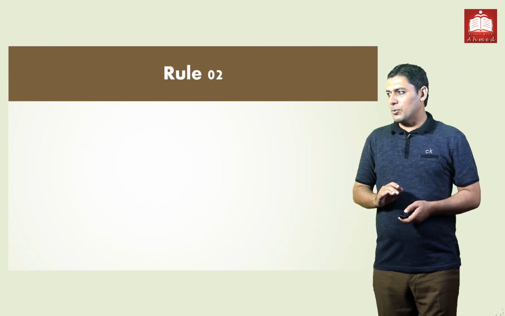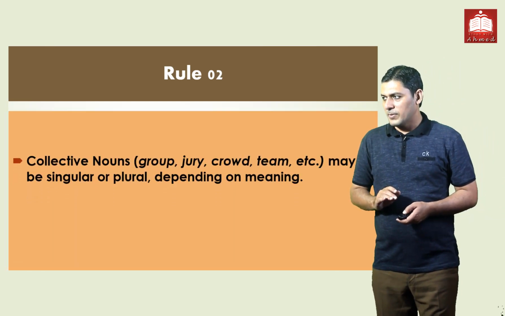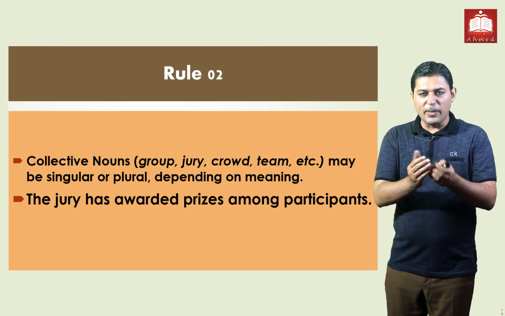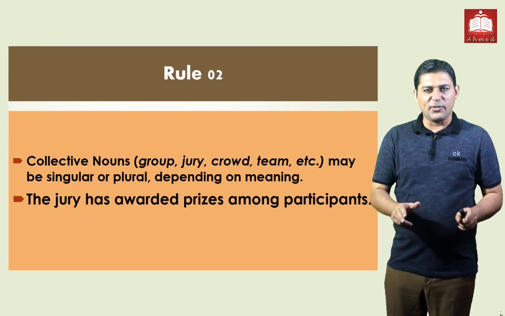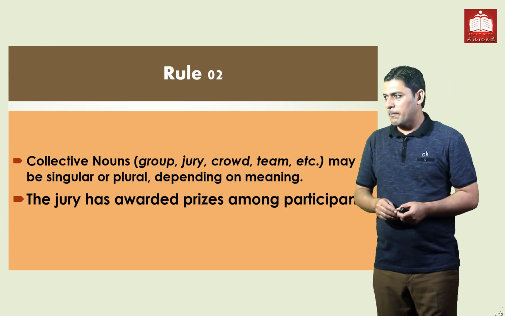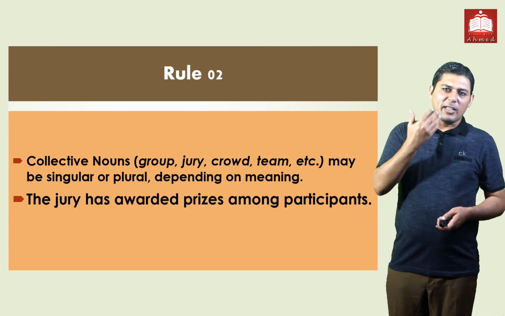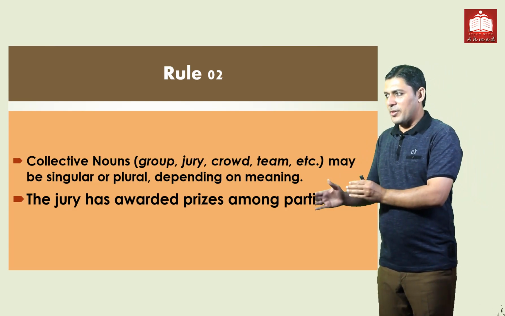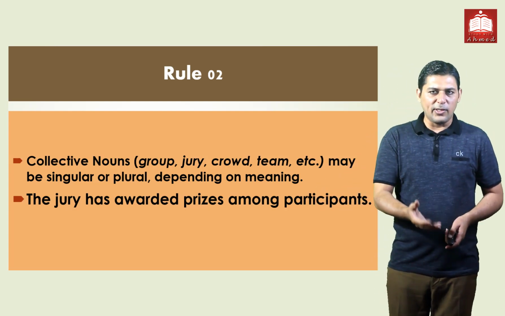Rule number 2, collective noun. A collective noun can be singular as well as plural. It depends upon the structure of the sentence. A collective noun means a group, jury, crowd, team, and may be singular or plural. For example, the jury has awarded the prize among participants. So here we have a singular sense, right?